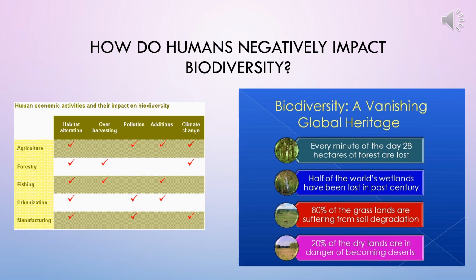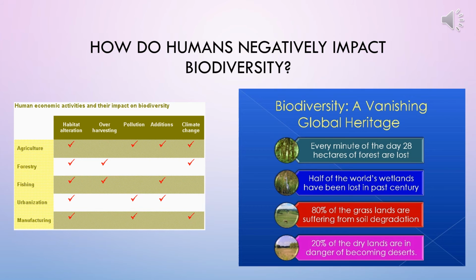How do humans negatively impact biodiversity? Well, we've got a couple charts here that will talk about that. So humans use agriculture, forestry, fishing, urbanization, and manufacturing. Those are parts of our society that we require in order to survive. But the problem is, those activities cause massive habitat alteration and destruction, cause overharvesting, pollution, add things to the ecosystem that it cannot sustain, and lead to massive amounts of global climate change.